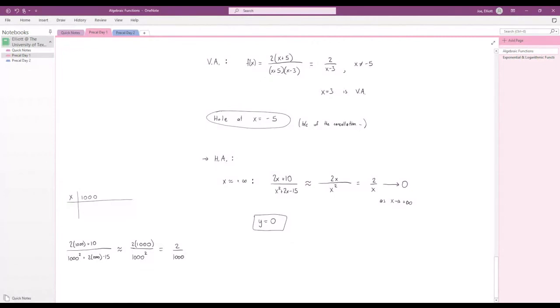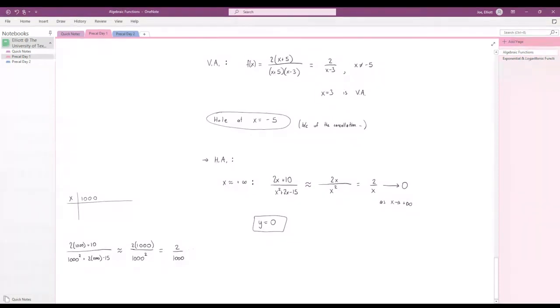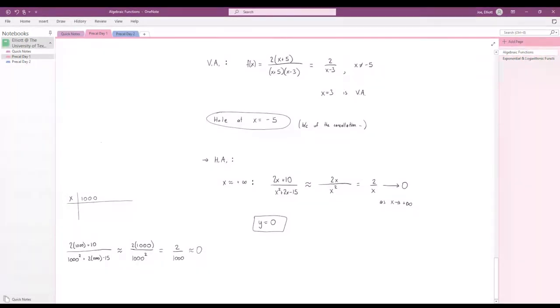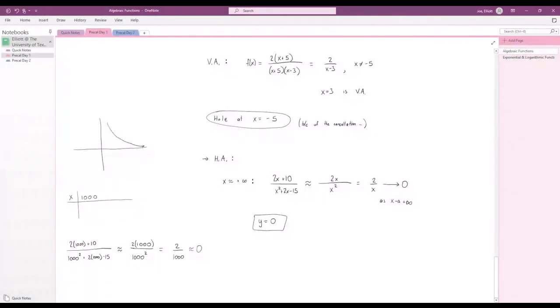So the idea then is that as x gets larger and larger, you find that your function gets closer and closer to 0. And that's the idea of a horizontal asymptote, which is that your function gets closer and closer to that value as x goes further and further out.